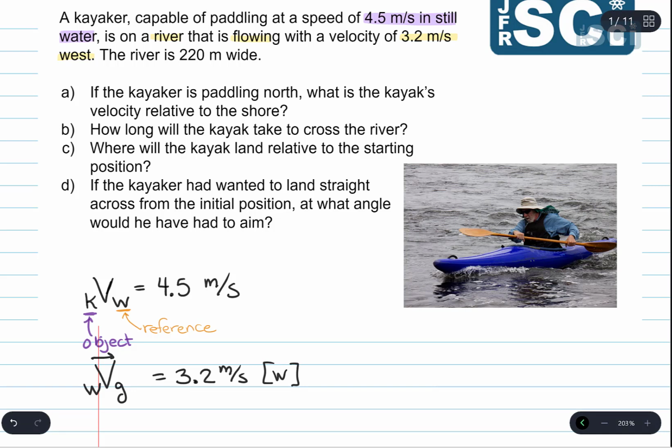Okay, so again, just remember that the variable on the left here is the object. So that's the water, and it's moving relative to what? In this case, it's moving relative to the ground. All right. So this one becomes a vector because we know what direction the water is moving.